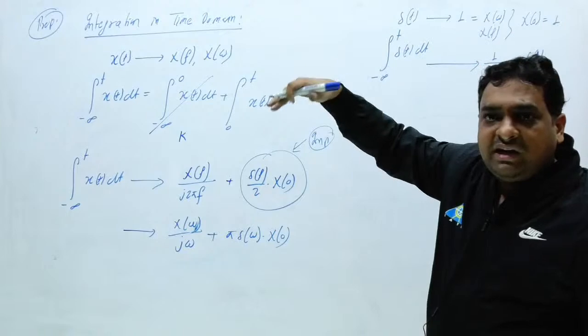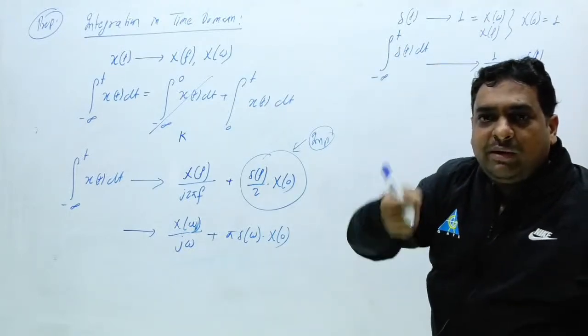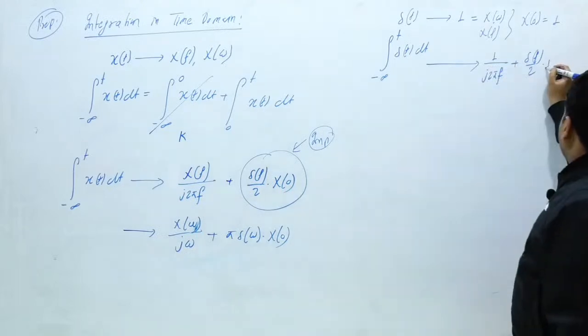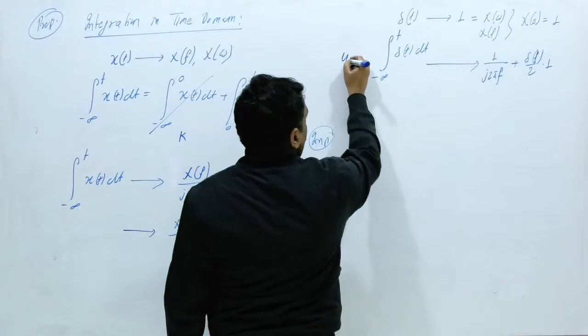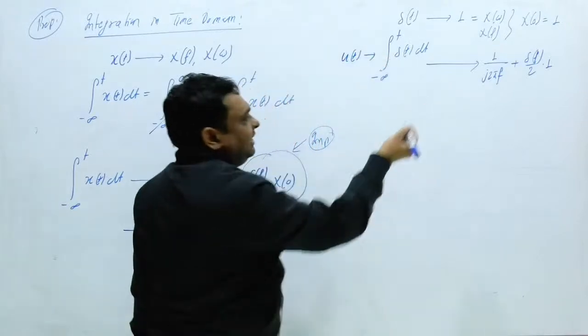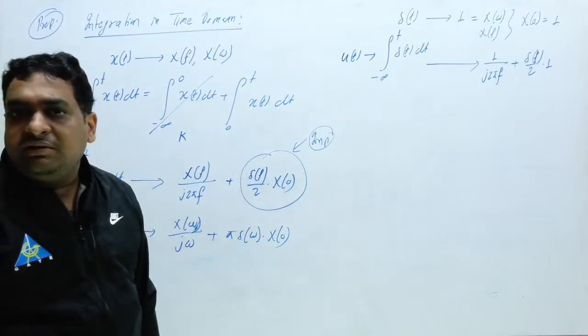You always get a constant. What is the X(omega) or X(f)? Constant 1. So what will be the value at 0? 1. So this will be multiplied with 1. Same answer you are getting. And this thing is nothing but u(t). Already we know the Fourier transform of u(t) is 1 upon j2πf plus δ(f)/2.